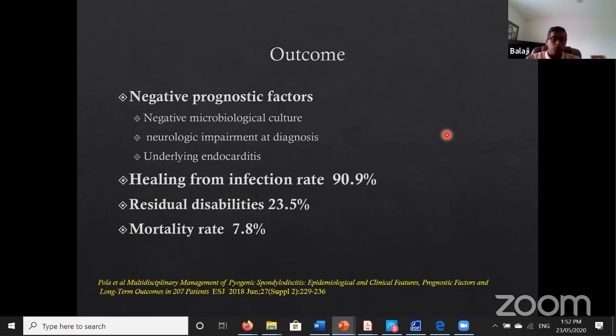Residual disability was noticed in around 23%, which is nearly a quarter of them. The mortality rate was around 7 to 8% in the cohort. This is pretty much the same as the majority of the other studies that have been published. So it is important to remember that this is quite a serious condition with a mortality rate of around 10%, and there is some degree of residual disability, at least in a quarter of the population.